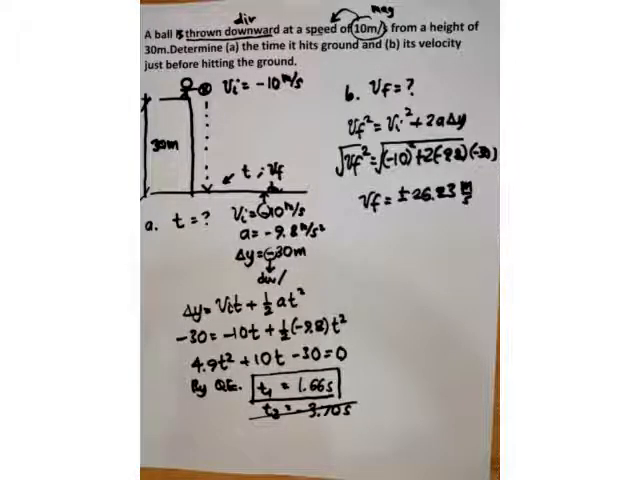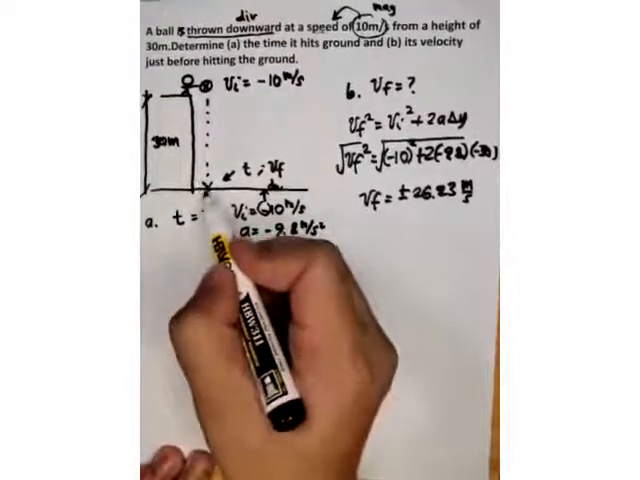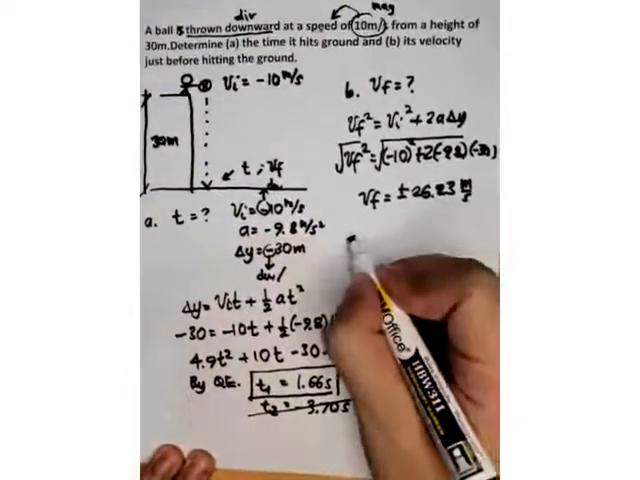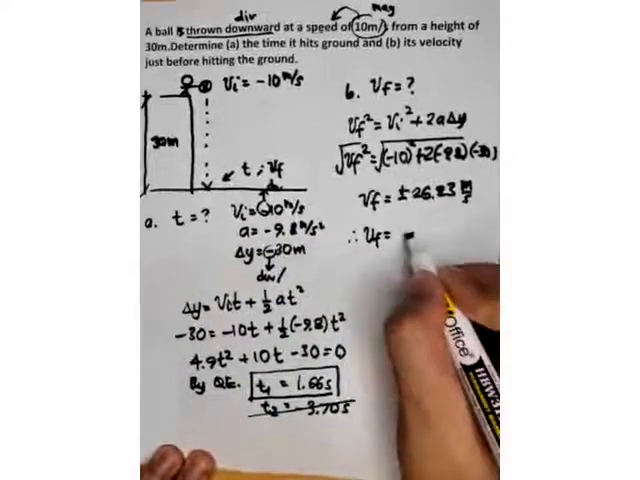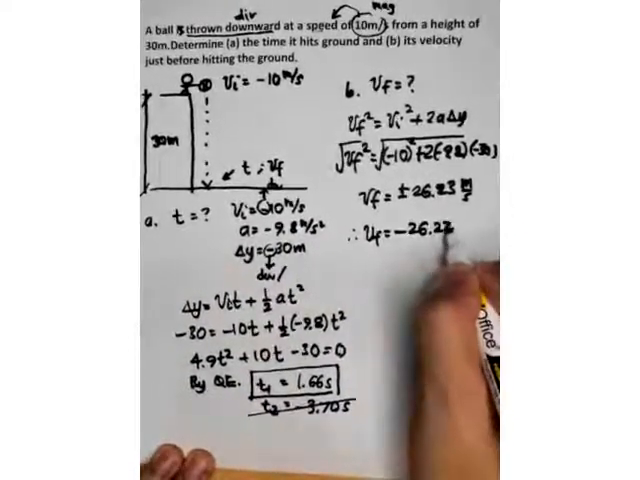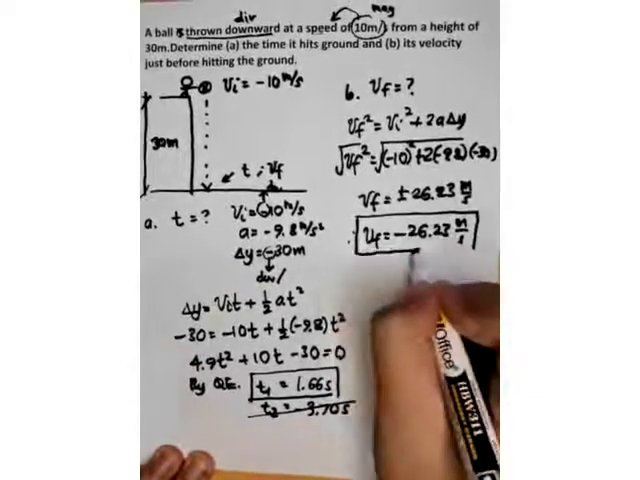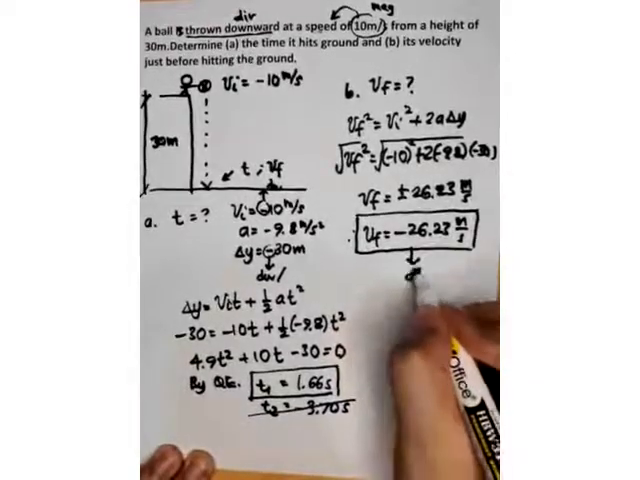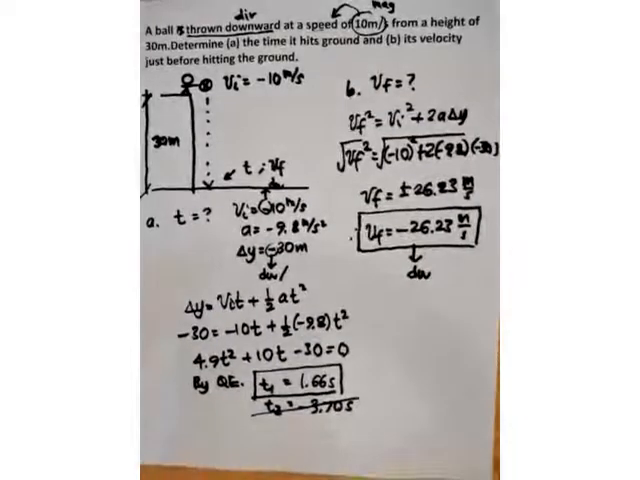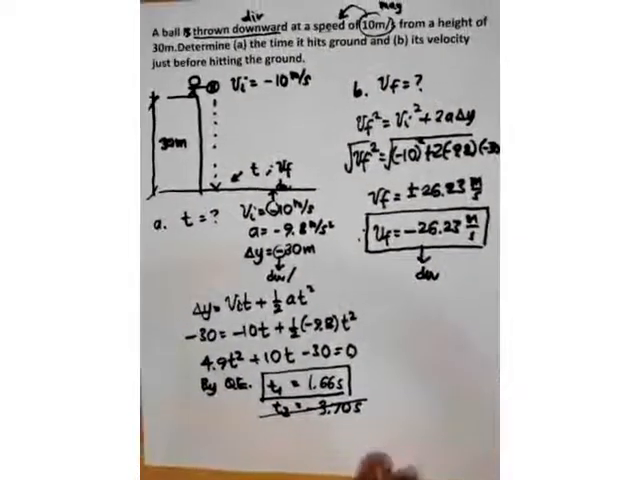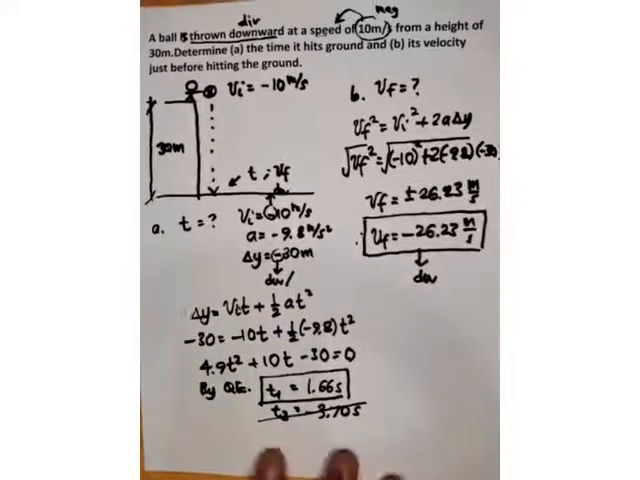Okay, bakit? Ayan. Kasi 'di ba pababa siya dito, hitting the ground. So therefore, the final velocity is negative 26.23 meters per second. Kasi it is downward. Ayan. Okay? At least, alam nyo, di ba, na kailangan i-analyze mo na yung motion, hindi lang solve ng solve.